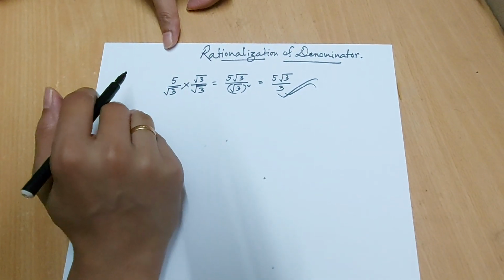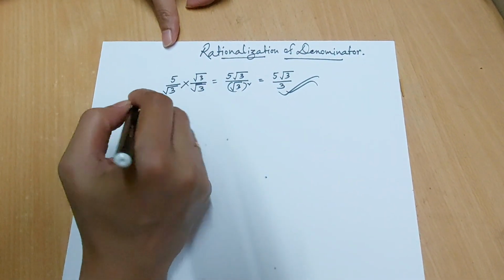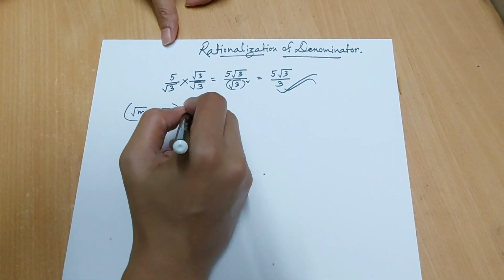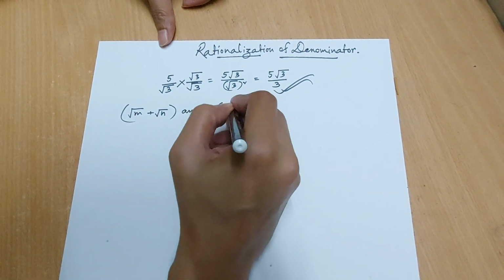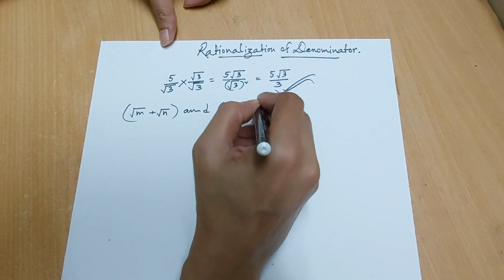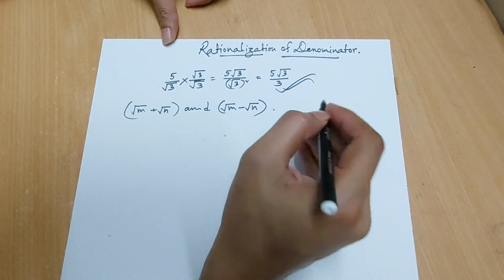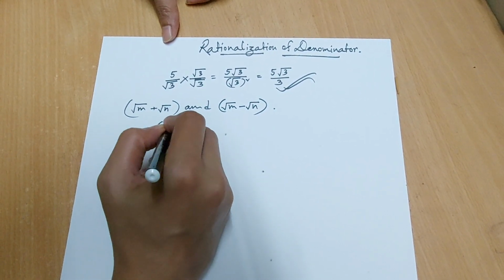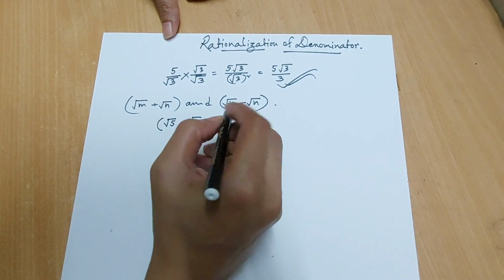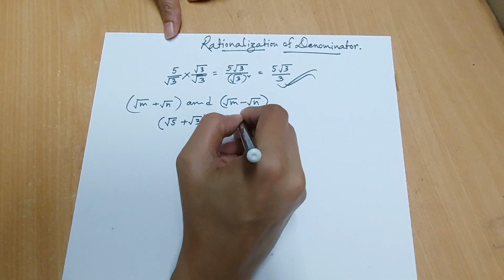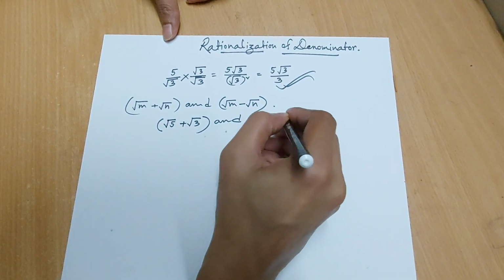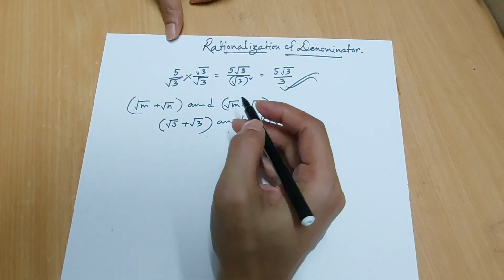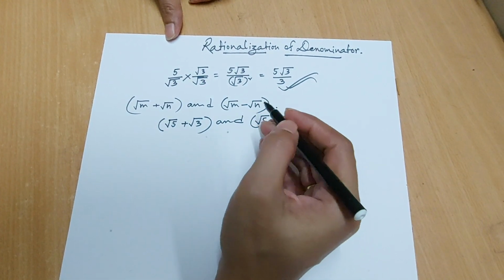And also there are specially related surds like root m plus root n and root m minus root n. They are symmetric. For example, root 5 plus root 3 and root 5 minus root 3. They are known as conjugate surds, and you know the product of conjugate surds is always a rational number.